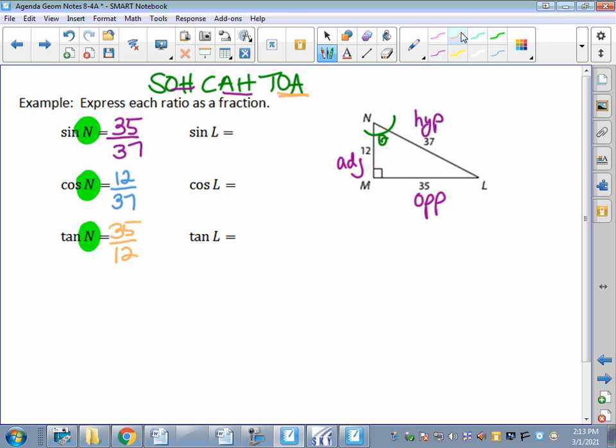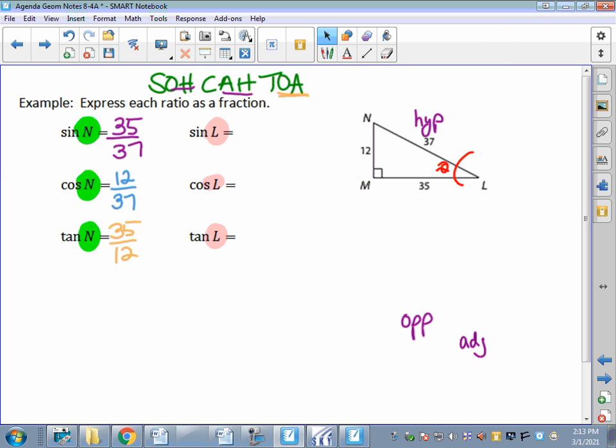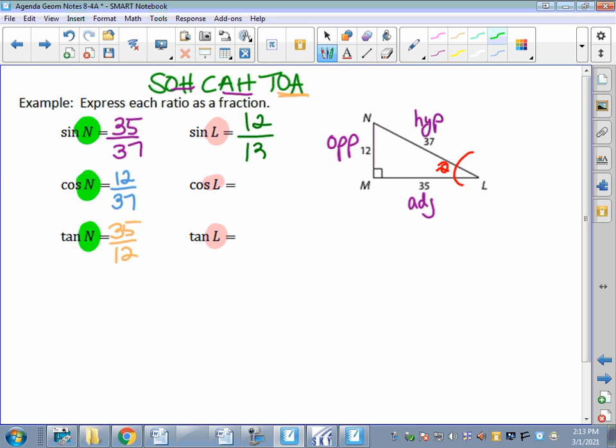So now I'm going to switch. The next three problems ask to find the sine, the cosine, and the tangent of angle L. So I don't care about N anymore. I'm looking at angle L. This is my theta. By the way, we'll never ask you to find the sine, cosine, and tangent of the right angle. So here's the thing. If I'm switching to angle L, my hypotenuse is still 37, right? But the opposite for angle L is now 12. And the adjacent is 35. So the sine of L, opposite over hypotenuse, becomes 12 over 37. It's not a coincidence that it is the same as the cosine of the other angle.